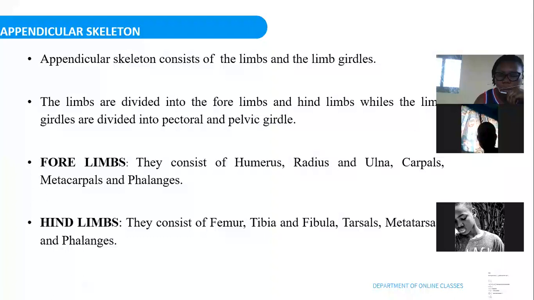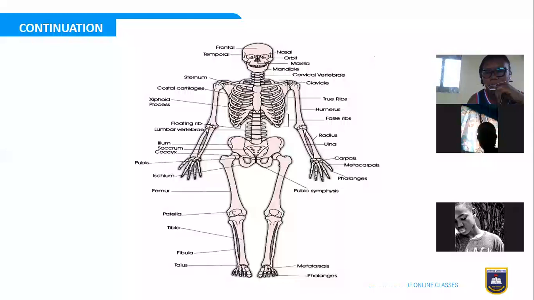Now, let's all concentrate on this skeletal system, okay? All of you should watch the screen and concentrate on what I want to tell you. I said that the appendicular skeleton consists of the limbs. These are your forelimbs, the hand, from here to here. And when we talk of the hind limbs, they are your legs, from your thigh to the feet. So these are your hind limbs, and these are your forelimbs. And the legs are your what? Hind limbs. So the appendicular skeleton makes up the limbs and the limb girdles.